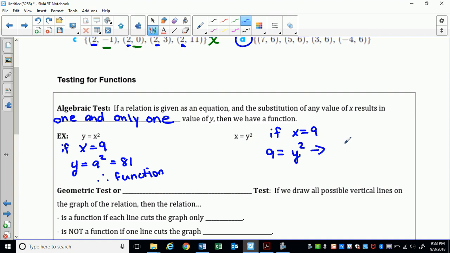Let's see what happens. We're going to have to actually take the square root of each side. But y can be 3, right? And y could be -3. If we substitute in -3 squared, that will also give us 9. So since there are two output values, we have to say this is not a function. Capitalize it.